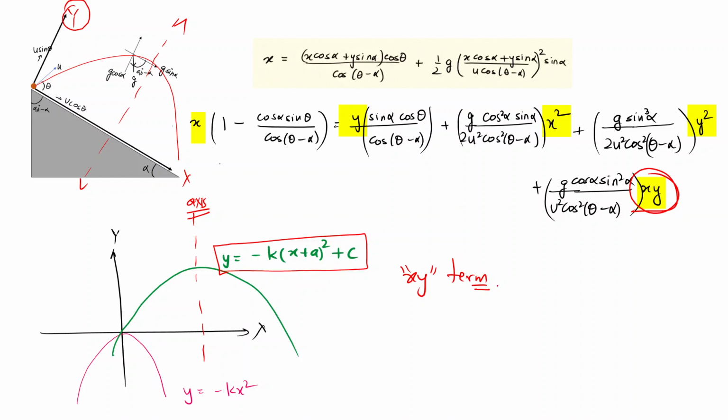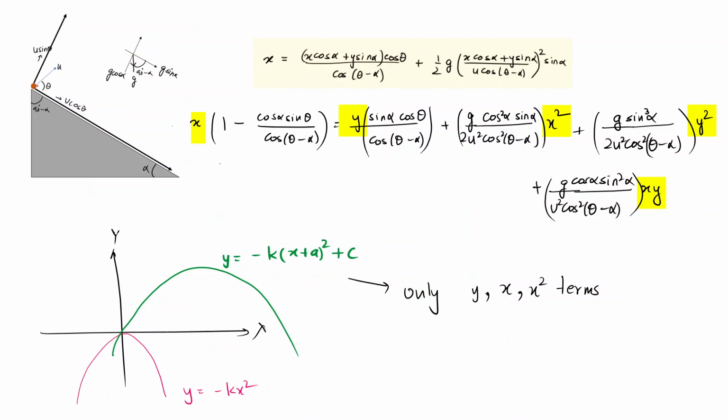Okay, so in this coordinate system, when you write down the equation of the trajectory, you get an xy term, and because of that you can say that the trajectory of this particle is not like this. It's not a parabola which has an axis which is parallel to the y-axis. So the parabola is not going to be tilted for sure.